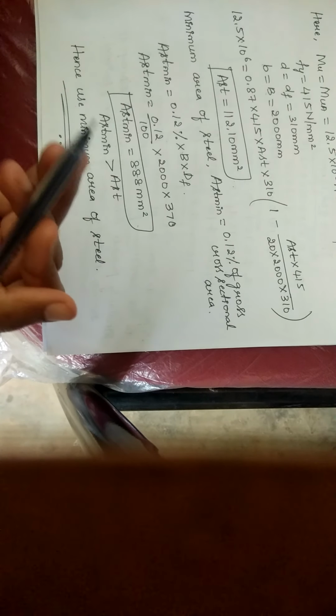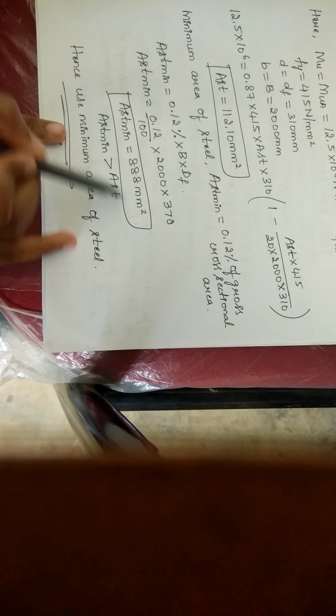Hence, I have written the sentence as, hence, use minimum area of steel. Whenever the value of AST comes lesser than the minimum area of steel, at that time, we always have to consider the minimum AST value. As I am getting the value of AST lesser than minimum AST, hence I am adopting the value of minimum AST itself. So now this is the area of steel which is required for the portion A.